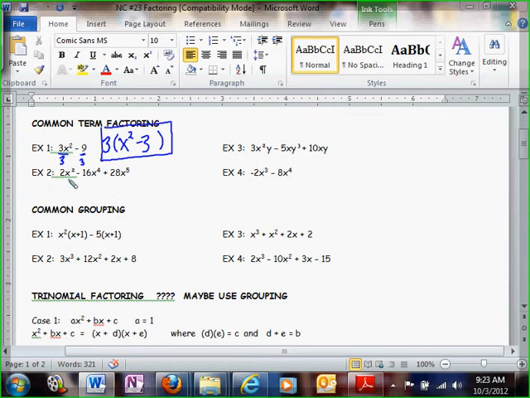Example 2, I have 2x squared minus 16x to the 4th plus 28x to the 5th. Here we have two different types of common terms. We have numbers. We have a 2 that's going to be a common term when I'm looking at the numbers only. But then when I'm looking at the variable, I have x's in each term as well. So the way this works is I want to take the variable with the lowest power. And so my common term here would be 2x squared, because the square is my lowest power for the x. So I'm really dividing everything by 2x squared.